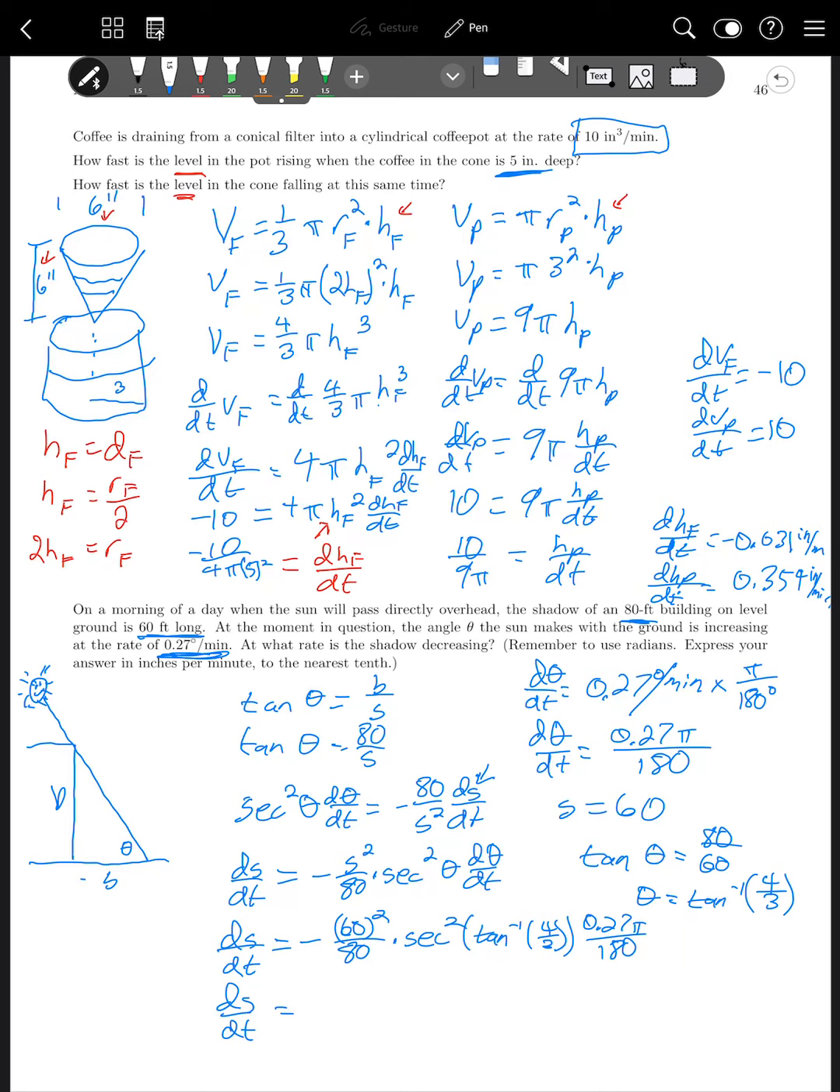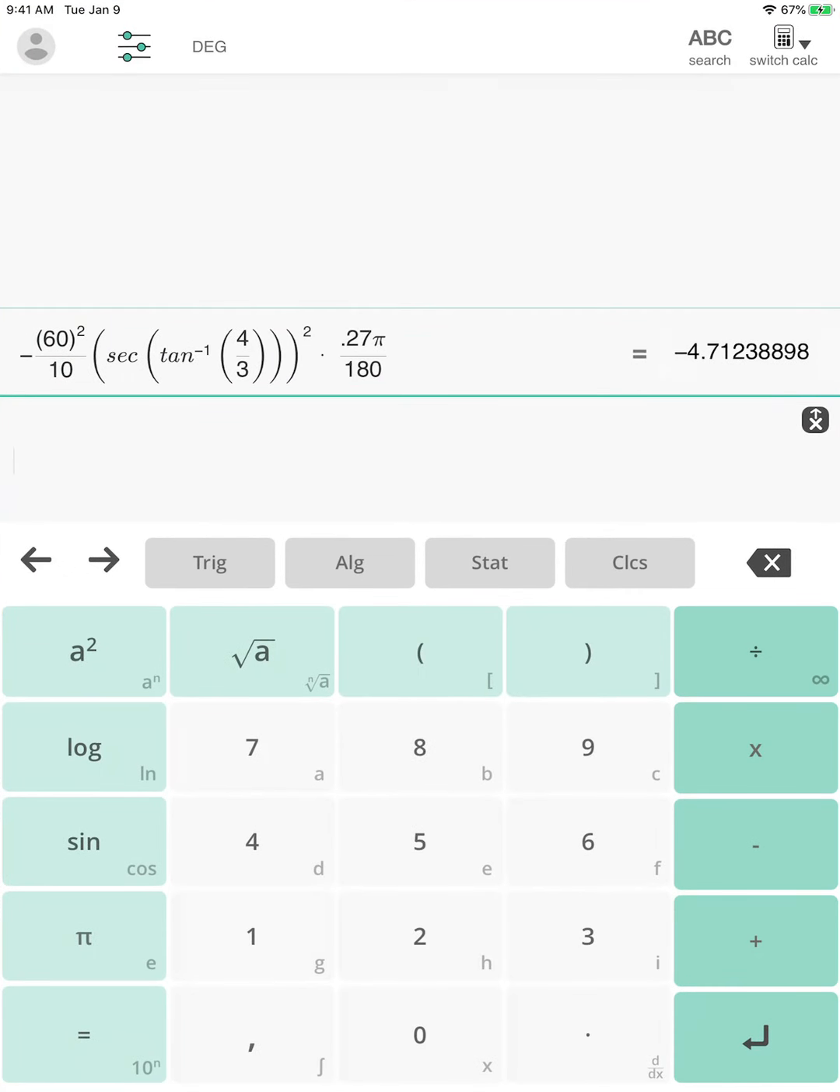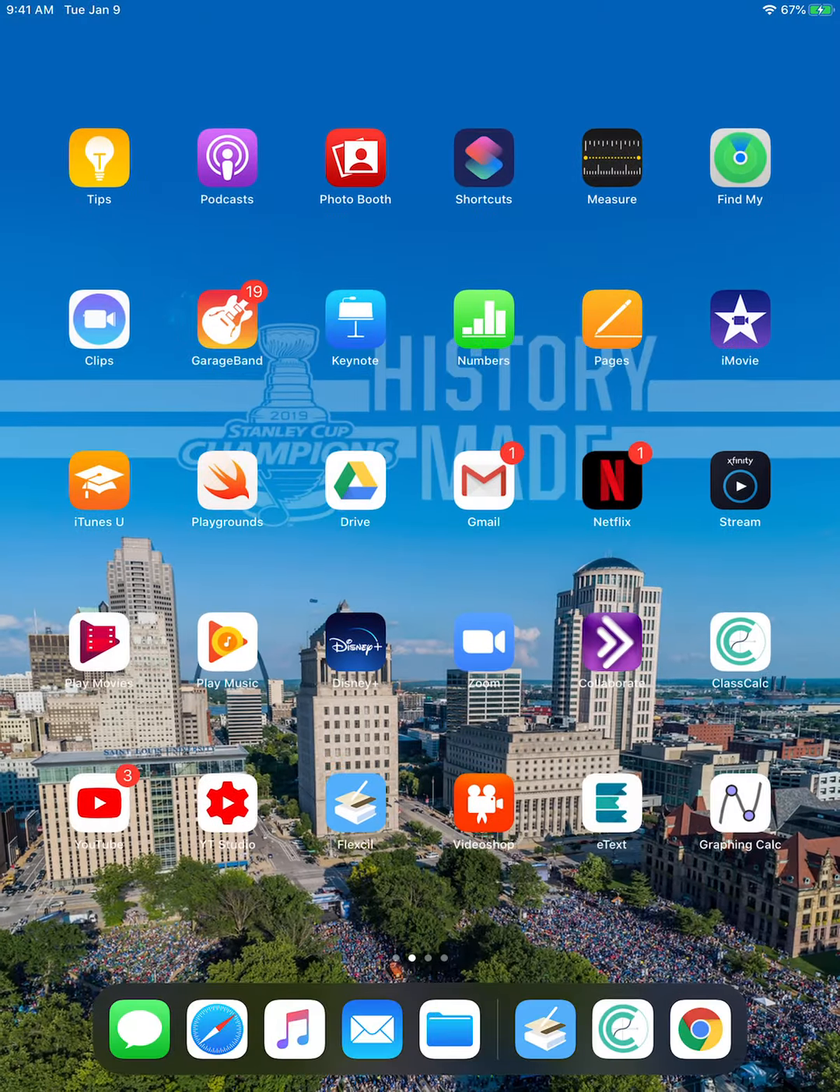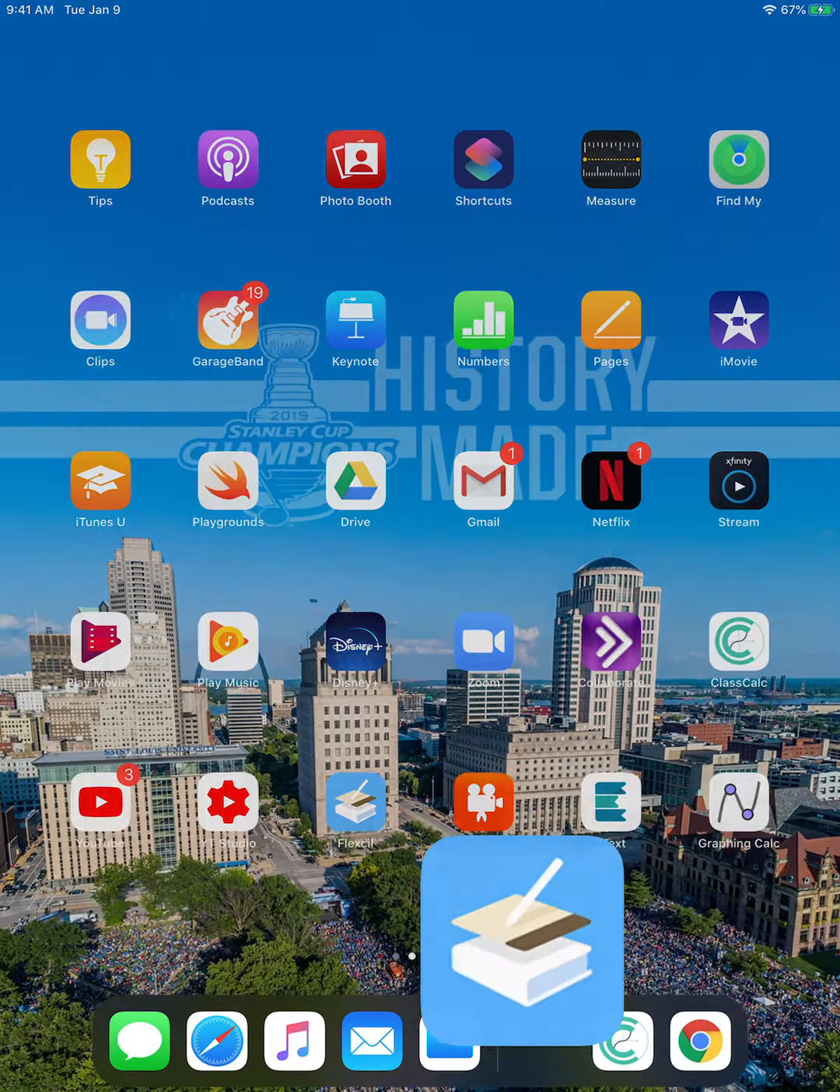Okay, and so now in our calculator, all I have to do is change this 10 right here to an 80, and that should give me the right answer. Yeah, that's a lot better. Negative 0.589 feet per minute. Now notice that is not the units they want the answer in. They want it in inches per minute.